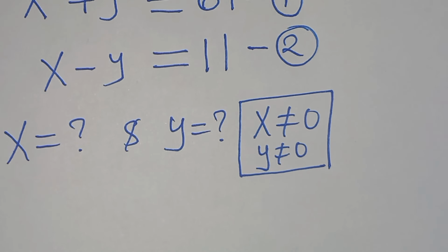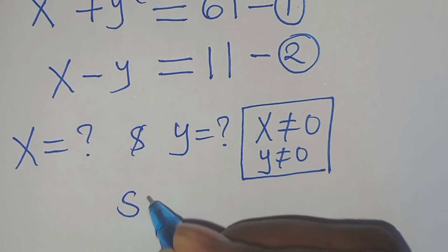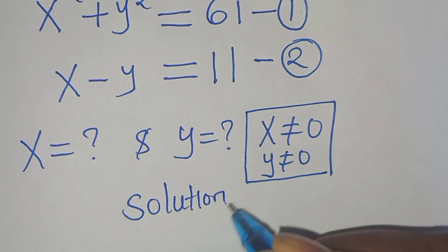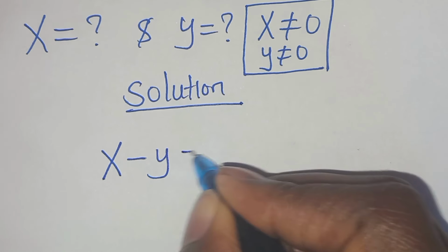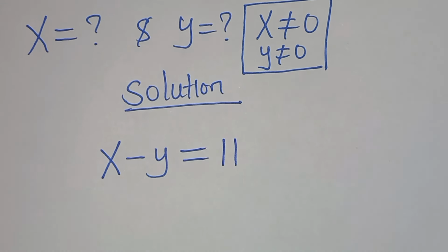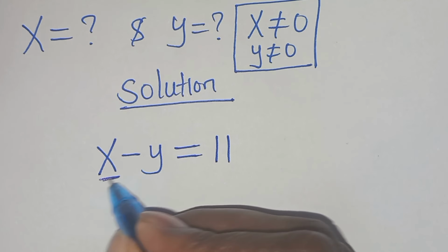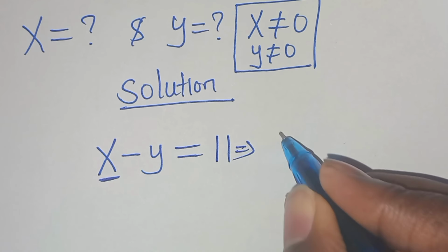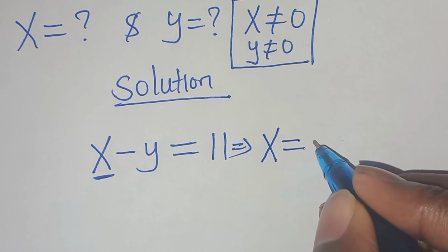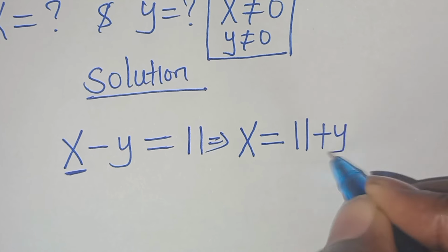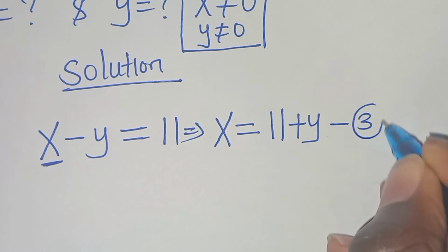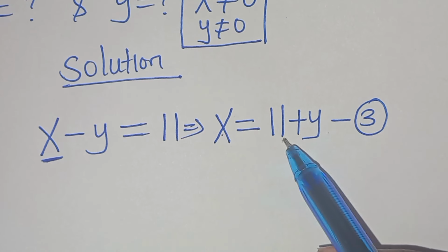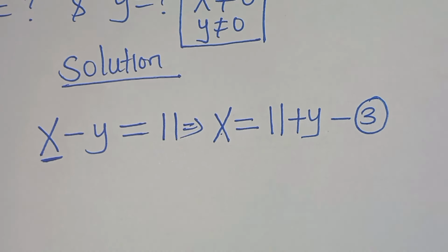So let's present the solution to this problem from here. Now, from equation 2, we have x minus y equal to 11. So let's make x the subject of the formula. In this case, x will be equal to 11 plus y. Let's call this equation 3. So let's substitute the value of x in equation 3 into equation 1.